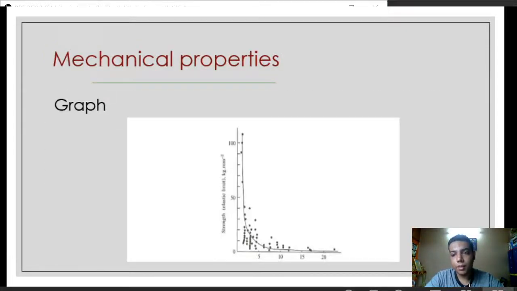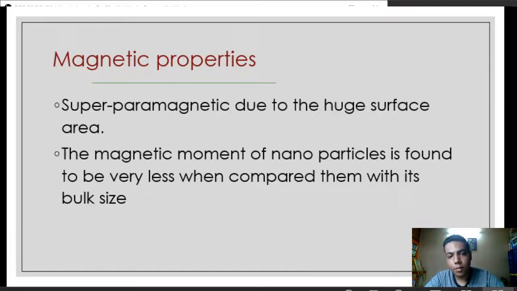Now third, mechanical properties. As you can see in the graph, mechanical properties of nanomaterials are 1 or 2 orders of magnitude higher than that of single crystal in bulk form. The enhancement in mechanical strength is simply due to the reduced probability of imperfection. Now the last property, magnetic property.